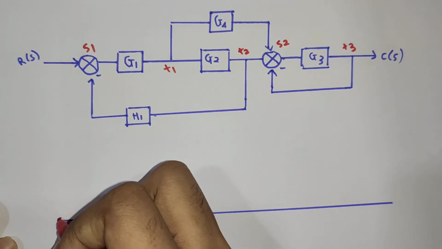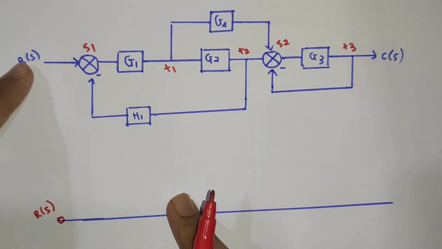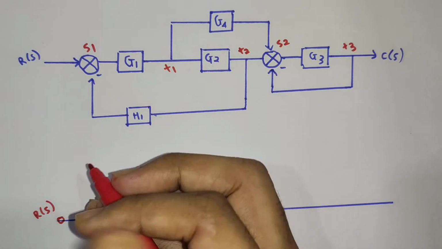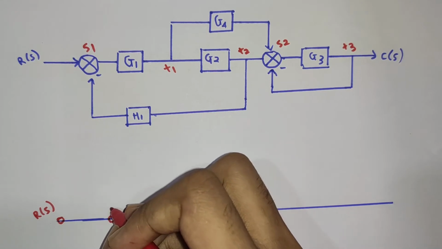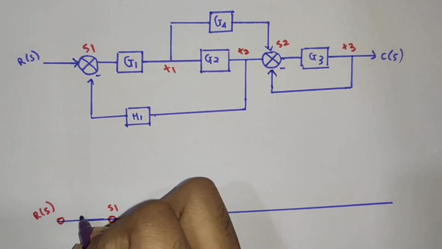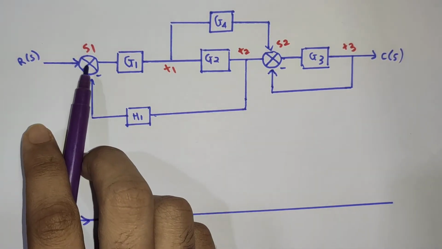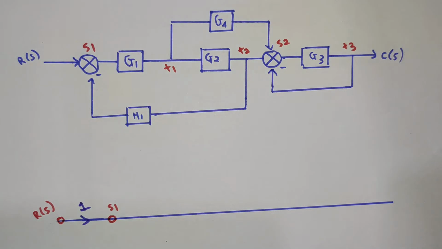So let's denote the input here. This is R(s). Now you can see there's a summing point. I have told you to denote the summing point by a node. So here I am going to draw S1. You always have to keep in mind that there should be a direction or a gain. If a gain is not present between two nodes, you have to write it as 1. So here no gain is given between the input and the summing point, so I am going to write the gain as 1. Okay, now let's move forward.